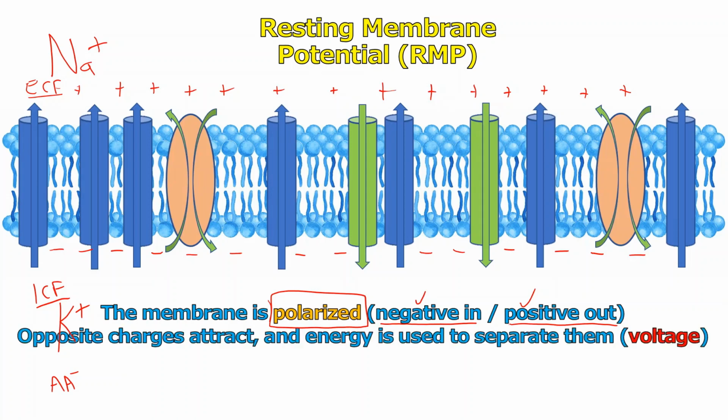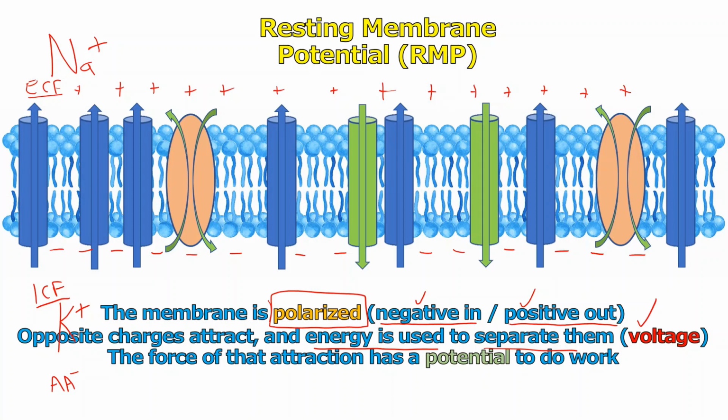Opposite charges do attract, however, and those charges are trying to get with each other and cancel each other out, if you want to think of it that way. But there's a membrane in the way. And so there is energy required to separate those charges. We call that energy a voltage. Now, the force of that voltage gives us a potential to do work. And right now it's not doing any work because it's resting. So that's why we get this concept known as the resting membrane potential. It has the potential to do work. However, at this moment it's not. It's just resting. But it could do work if we were able to get it active somehow.